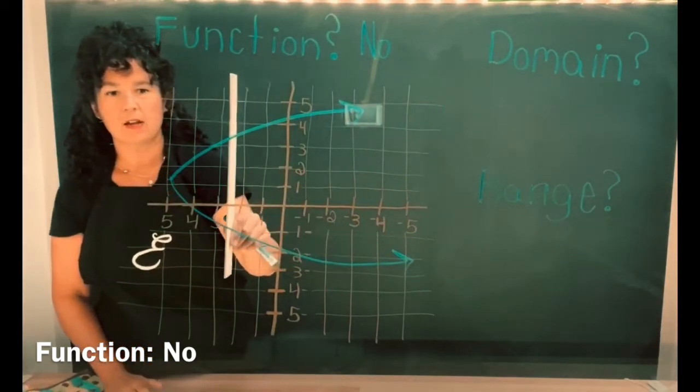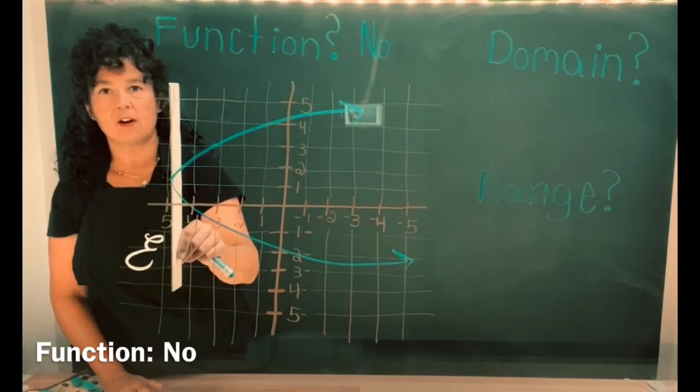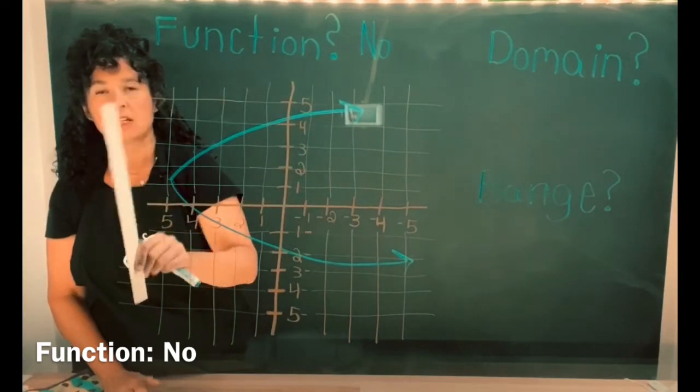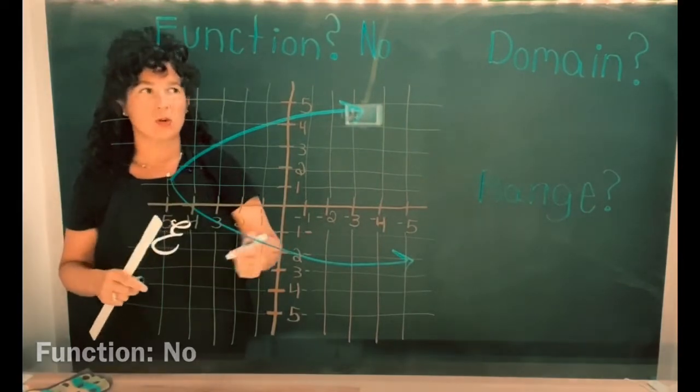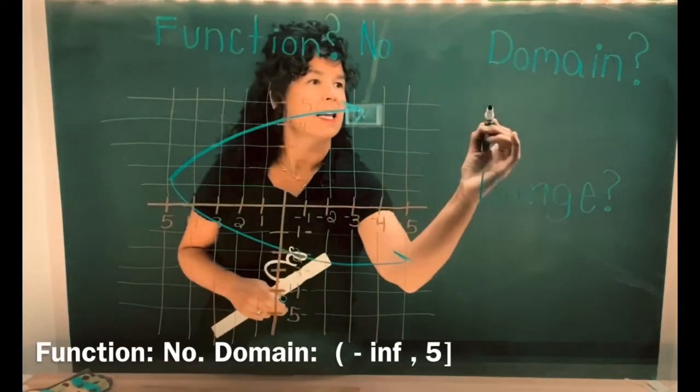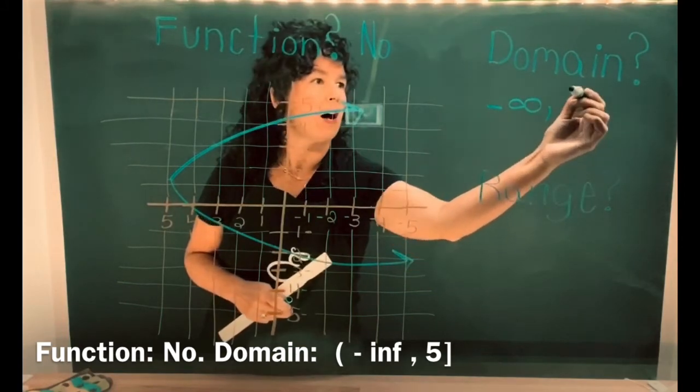until we get right here, and that's at positive 5. After positive 5, we lose contact. So listing the x values from least to greatest, we're going to say negative infinity through 5.